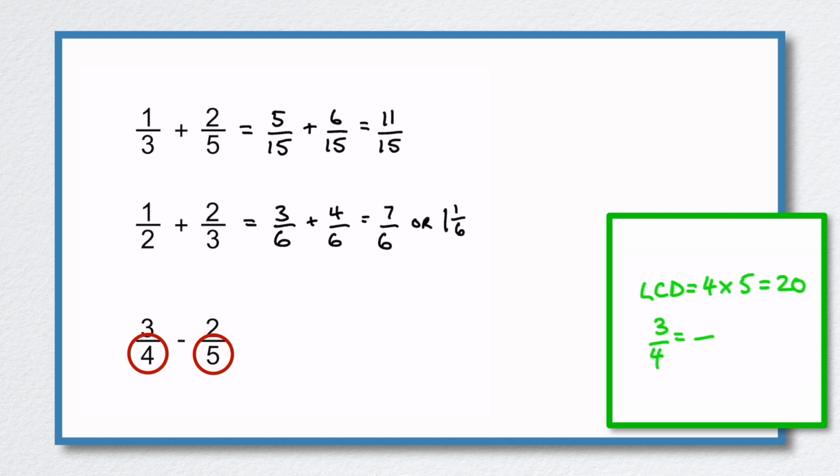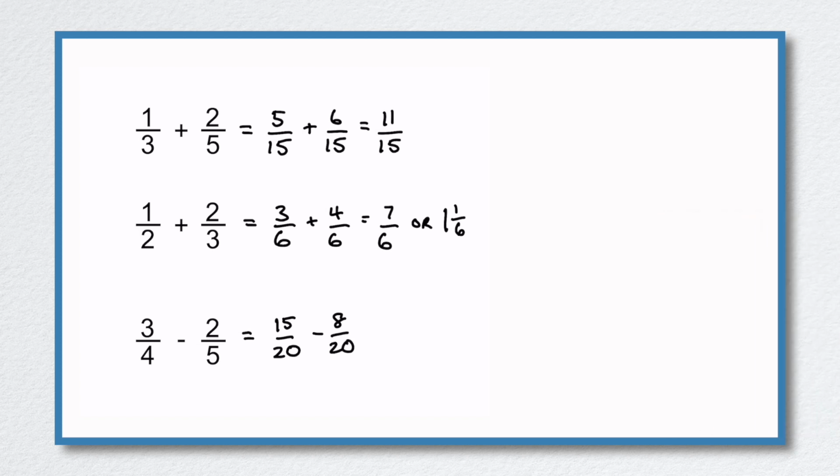So we're going to write 3/4 as something over 20. Well, that something is 15. And we're going to write 2/5 as something over 20. And that something must be 8. 3/4 subtract 2/5 is equal to 15 over 20 subtract 8 over 20, which is equal to 7 over 20. And that's the answer. We can't simplify the fraction any further.